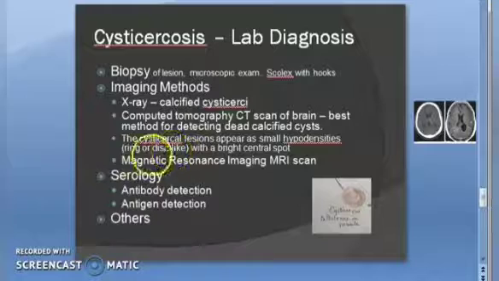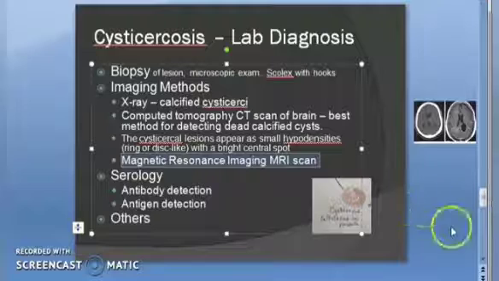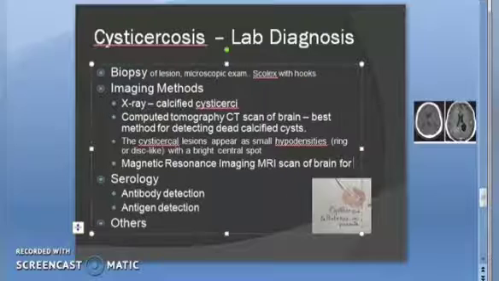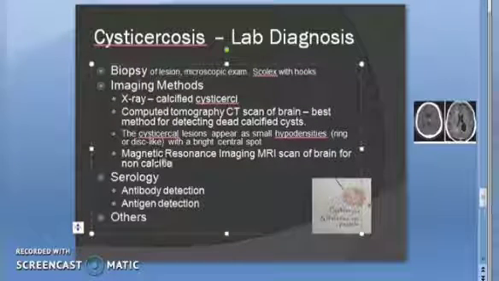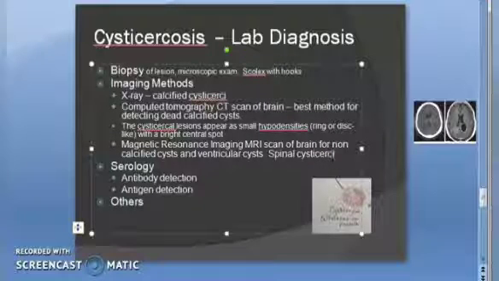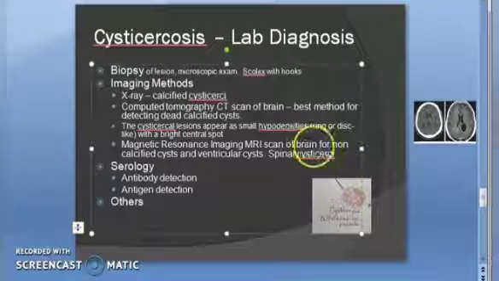Then moving on, magnetic resonance imaging, MRI scan, you can do of the brain. So this is also helpful. And you can detect non-calcified cysts and ventricular cysts, that means cysts in the ventricle, that's all. They can also detect spinal cysticerci. So obviously not only of the brain, you can do it of the spinal cord also for cysticerci. Okay.